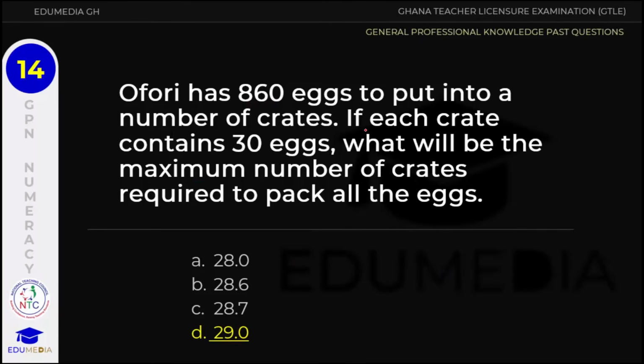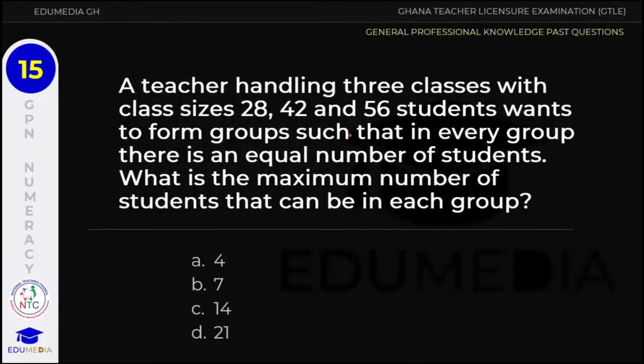Question number 15. A teacher handling 3 classes with class sizes 28, 42, and 56 students wants to form groups such that in every group there is an equal number of students. What is the maximum number of students that can be in each group?